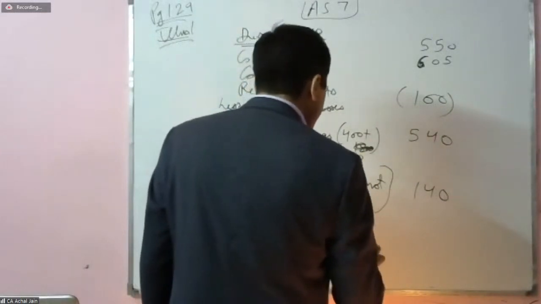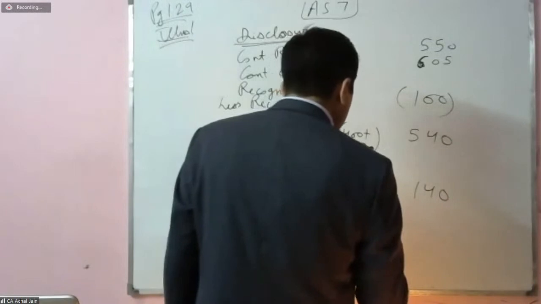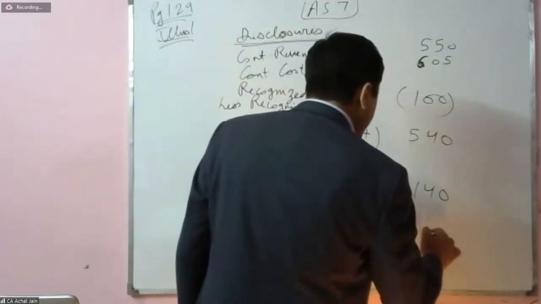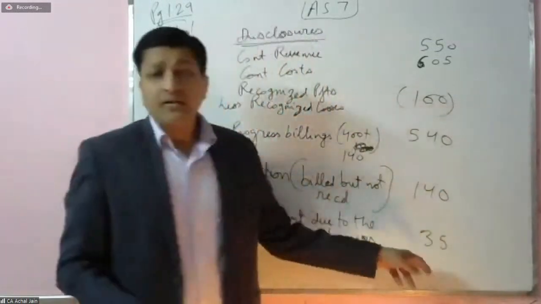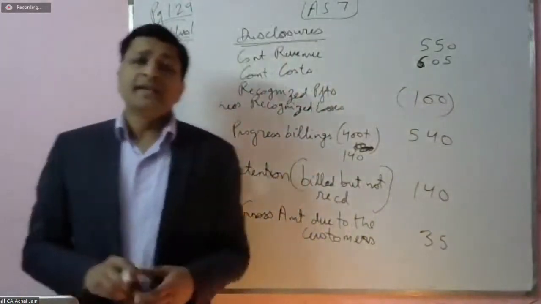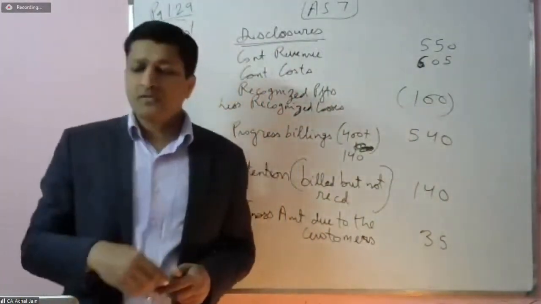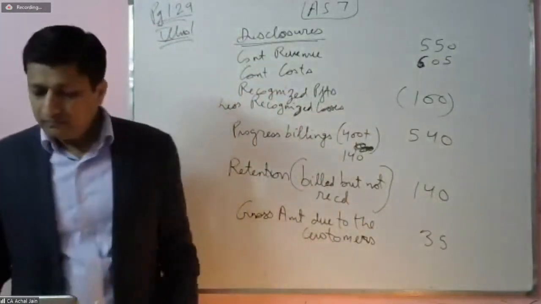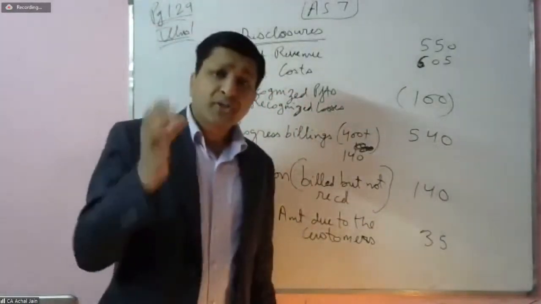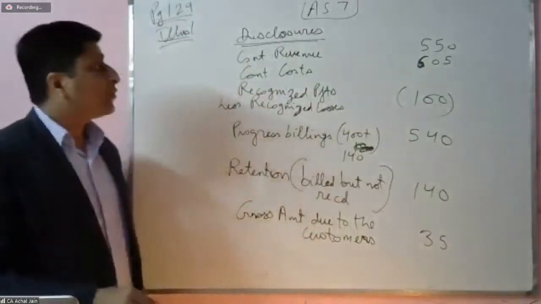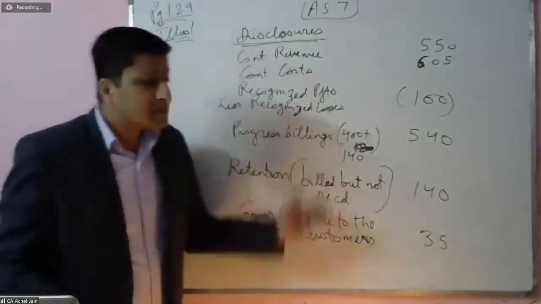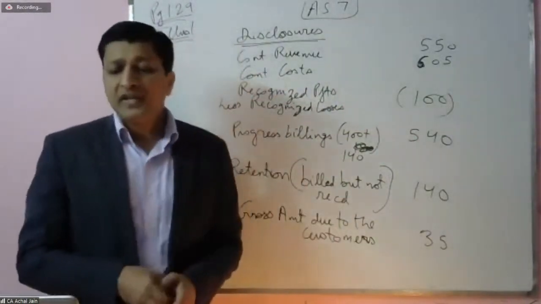So what is the gross amount which is due to the customers? This we have already computed, it is 35. Yes, 35 we have just computed that the amount is due to the customer. It's not due from the customer. 35. So in the financial statements, in the notes to accounts, all of these amounts are required to be disclosed.